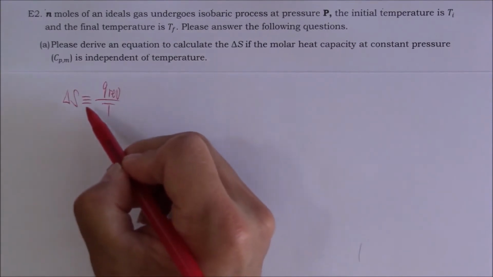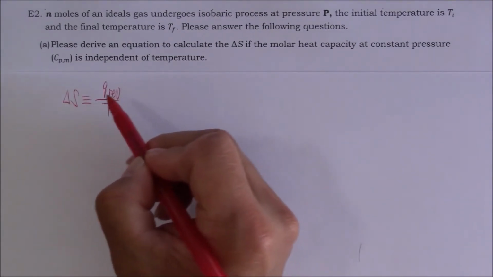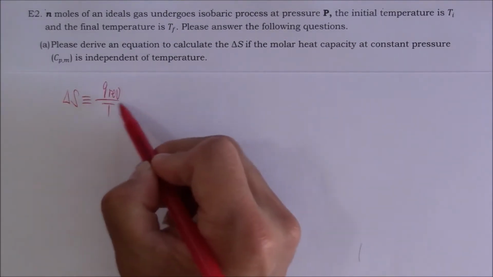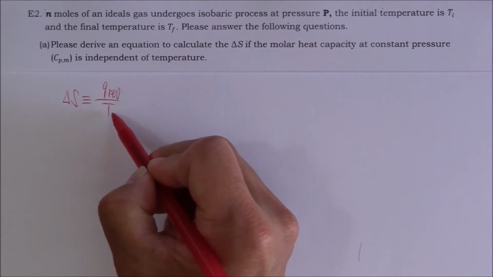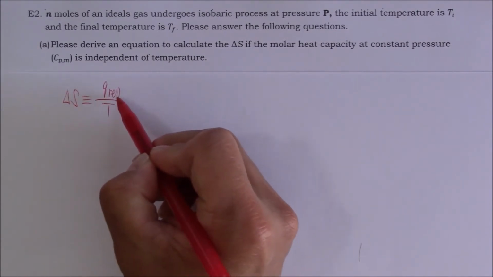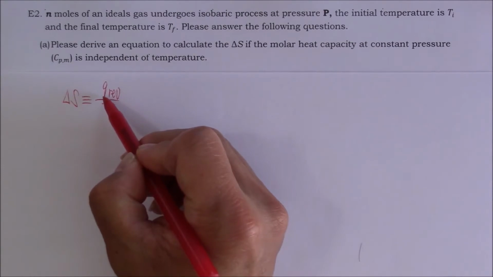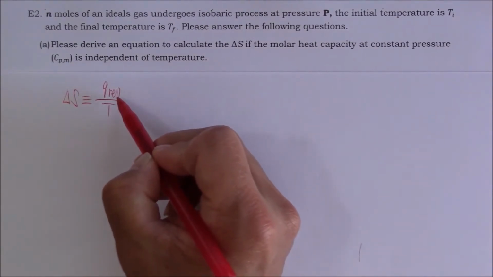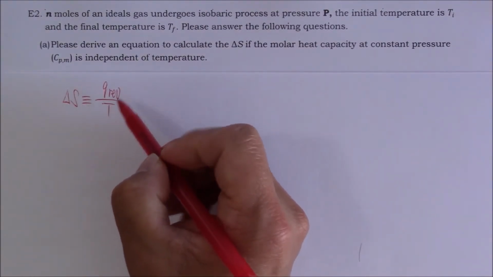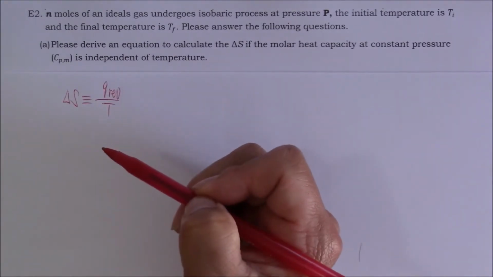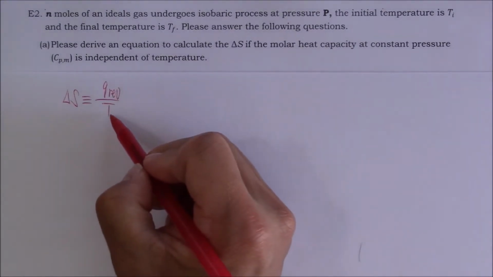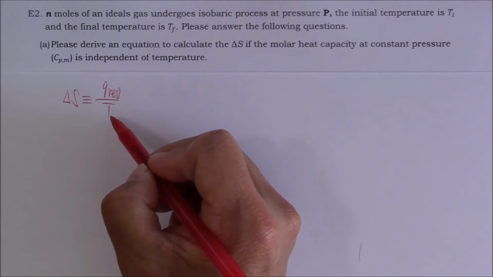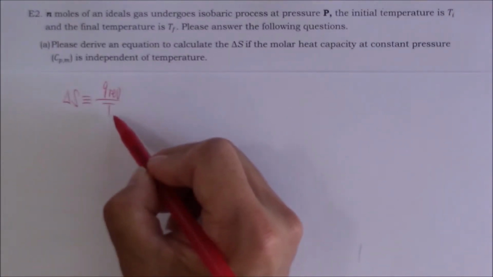Delta S is defined as Q reversible over temperature in Kelvin. Q reversible represents the heat of a reversible process. We cannot use this equation directly because the temperature is changing.